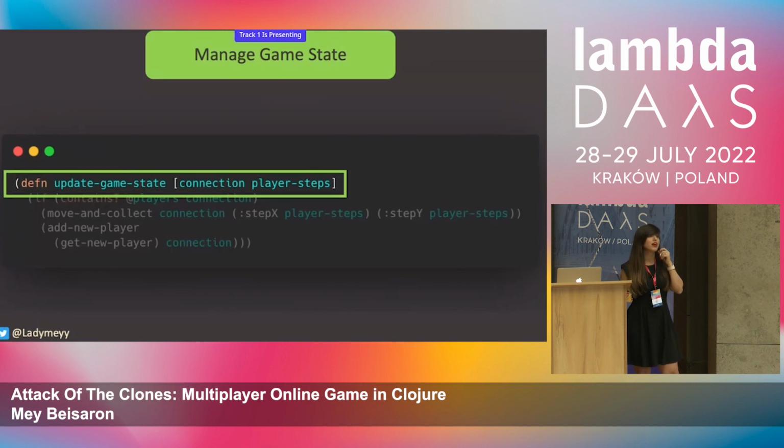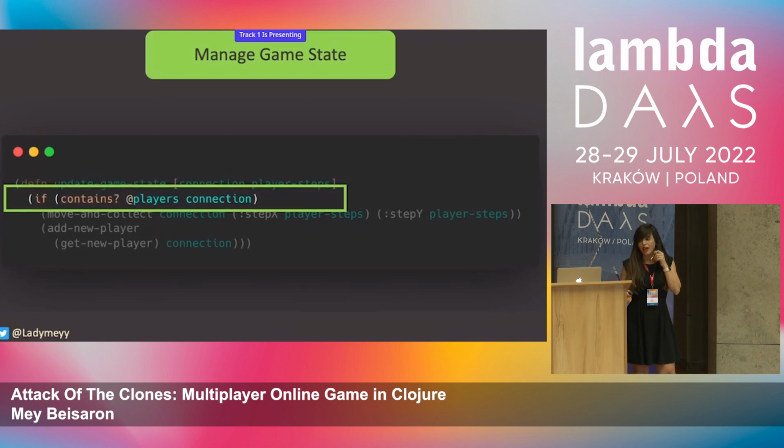So first of all, we get as an input the connection. Do you remember that I said that this is the actual connection of the Websockets API? So this is how I specify a unique player. So I'm getting the connection, and then I'm also getting the player steps. So these steps, this is the input that I got from the client.